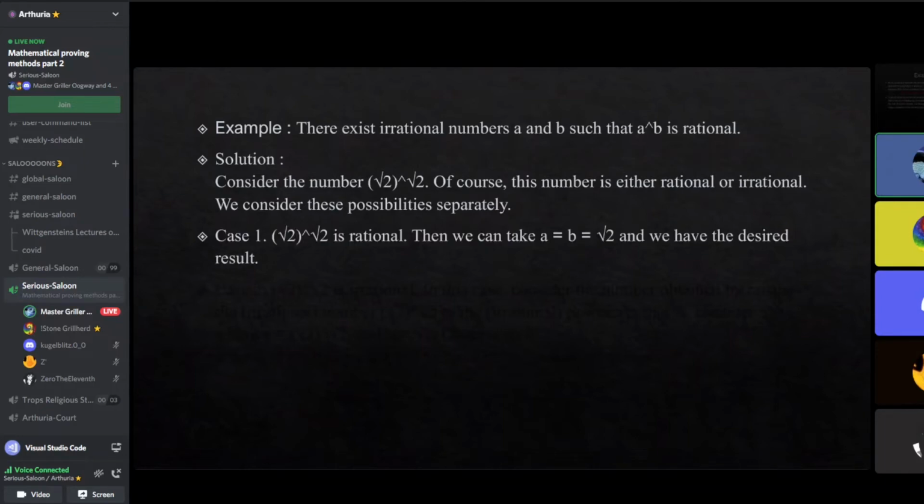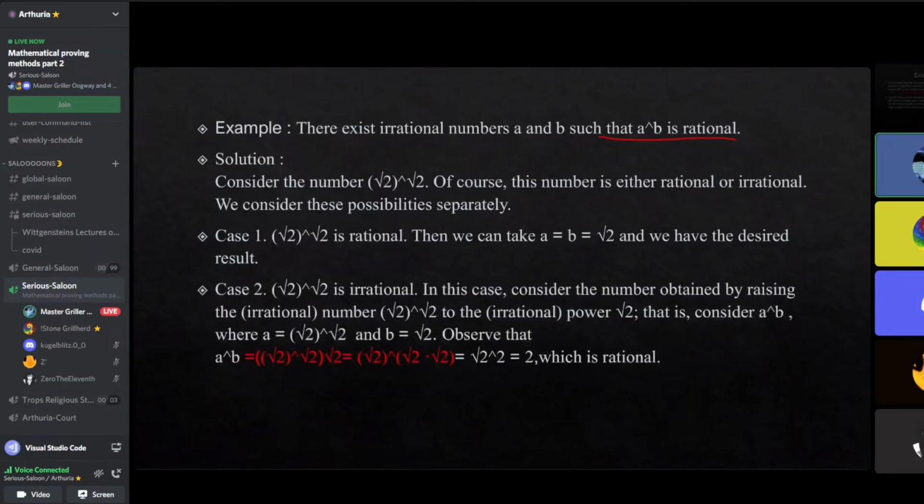The first case is quite obvious: if square root of 2 to the power of square root of 2 is rational, then we have satisfied the requirement here, right? We have shown it. Done. Case 1 closed. Easy peasy. The second one is a bit more challenging, and it's the one this proving method is concerned with. And that is when this number is irrational.